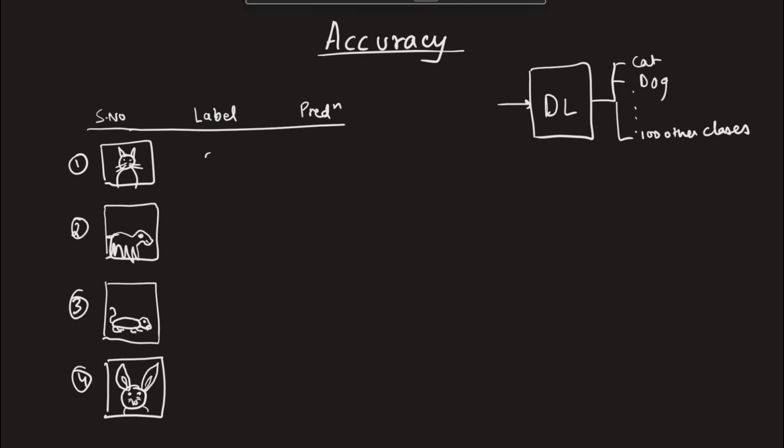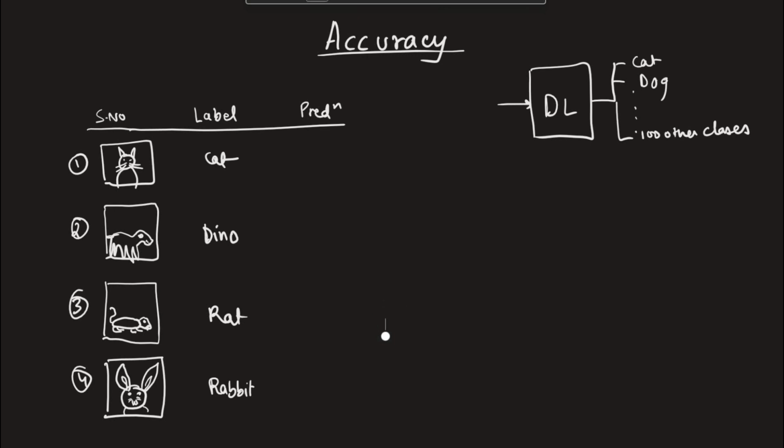The first sample is actually an image of a cat. The second sample is actually an image of a dinosaur. The third one is of a rat. And the fourth one is of a rabbit. When we send these samples to our deep learning model, it gives us a prediction.